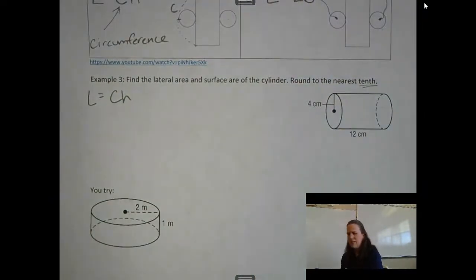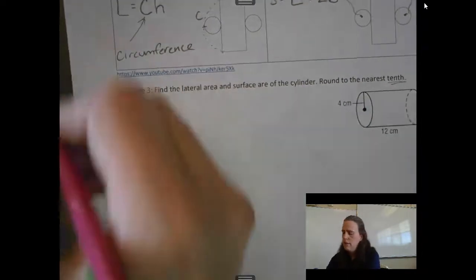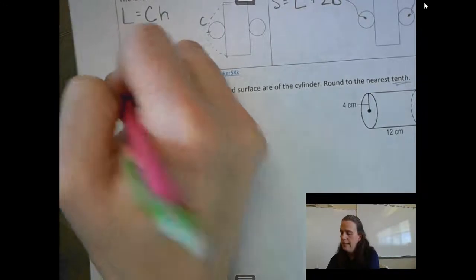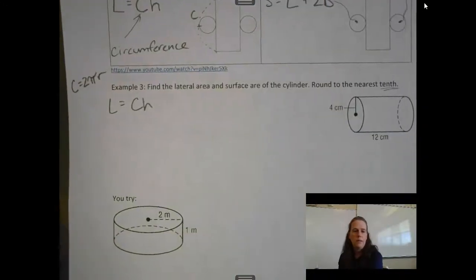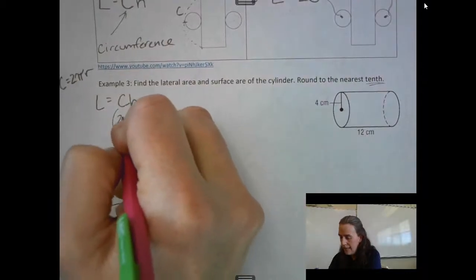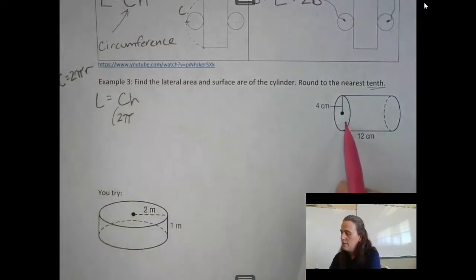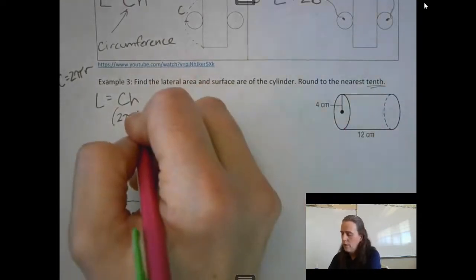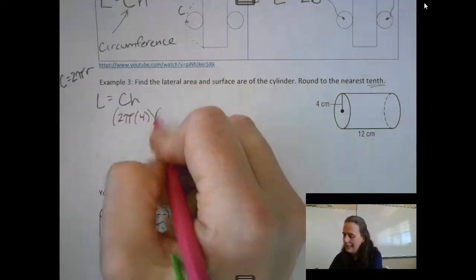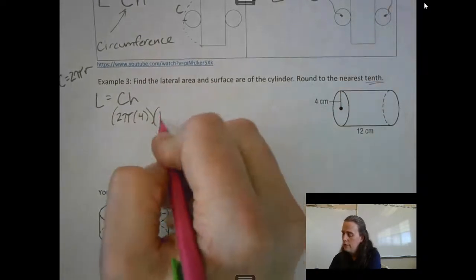Do you remember how to find the circumference of a circle? Let's put that over here. Circumference equals 2 pi r. Okay, so we need to put 2 pi, those don't change, and then the radius of the circle. That's a 4. Good. Okay, circumference done. Height. How high is our cylinder? 12.